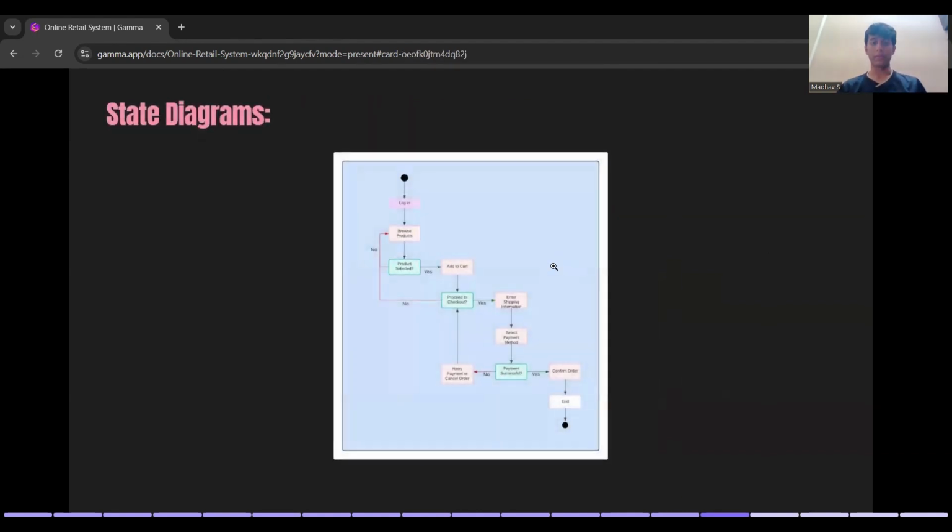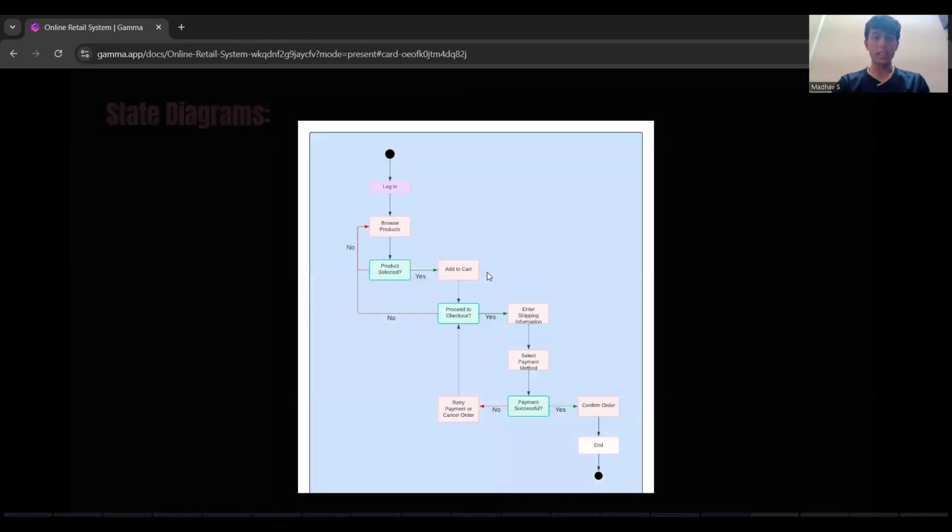This is a state diagram. So in the state diagram, the two black dots indicate start and stop. At the top it is start, and at the bottom it is stop. So at the start, the customer can log in, browse the products. Once the product is selected by the customer, he can add that product to the cart.